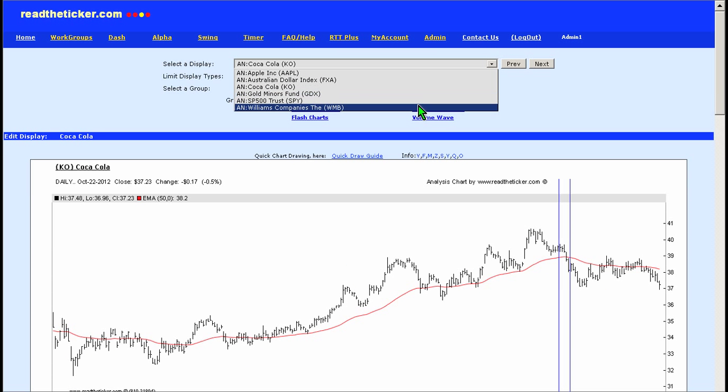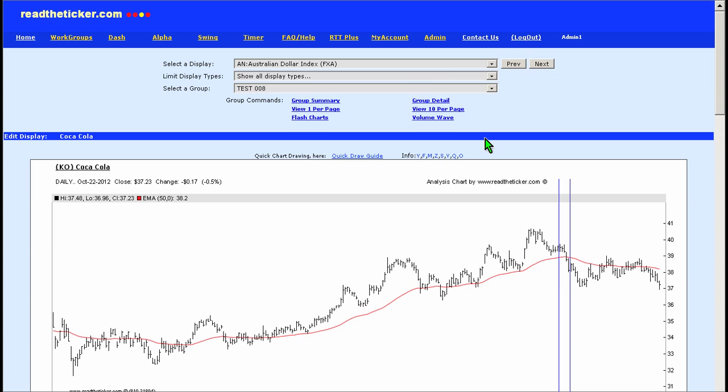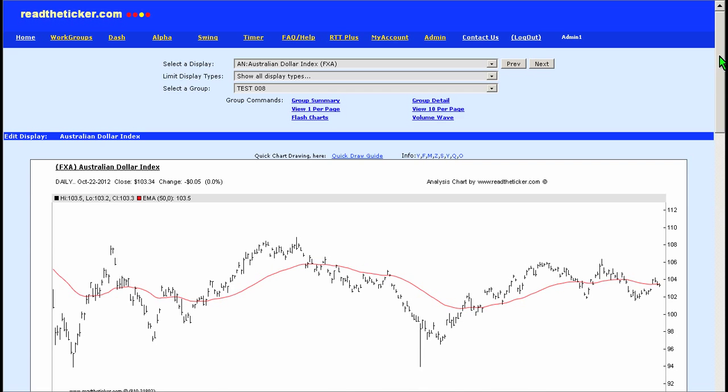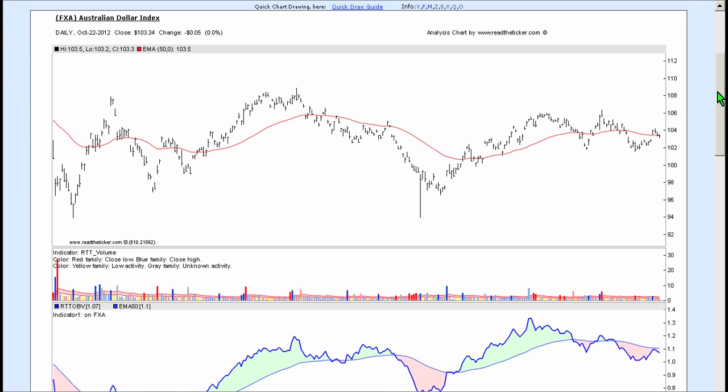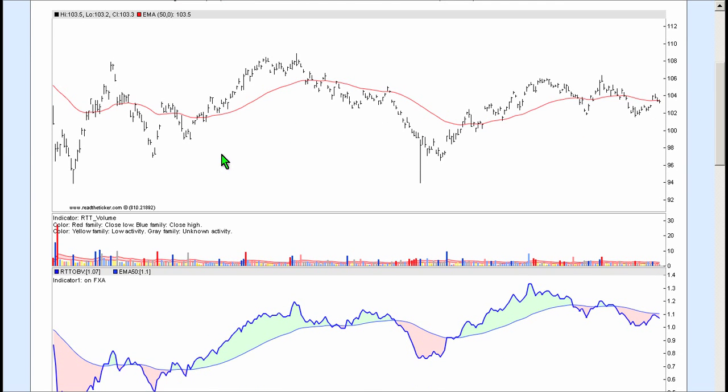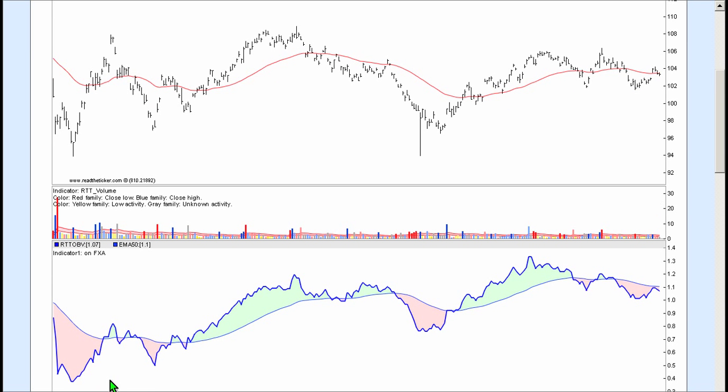Okay, another example. Let's go to the Australian dollar. Same chart setup. Here we have price action recovering. So we have RTT OBV recovering as well. Charges way ahead of the EMA. This only goes a little bit ahead. So sure, it's bullish, but nothing to get excited about.